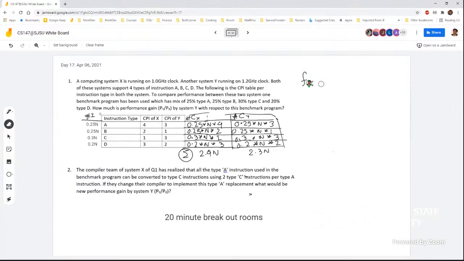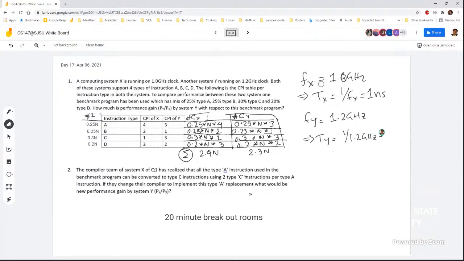If the frequency of X is given as 1 gigahertz, that means the time period for X is 1 by Fx, which is about 1 nanosecond. And similarly, the frequency for Y is 1.2 gigahertz. That means the time period for Y is 1 by 1.2 gigahertz, which is approximately 0.83 nanosecond. If you compute that, it will become like this.